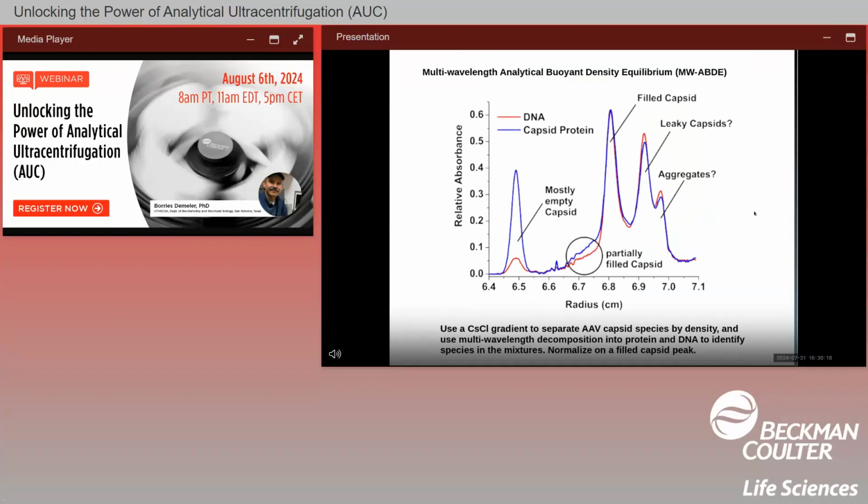Another way that can be done is by using what's called an analytical buoyant density equilibrium experiment, or ABDE, which can also be performed in multi-wavelength mode. And we can then distinguish the presence of proteins and DNA in each peak. What we see here in blue is the protein, the capsid protein. So we have a big peak over here at about 6.5 centimeters with very little contribution from the DNA, but there's nevertheless some contribution from the DNA.